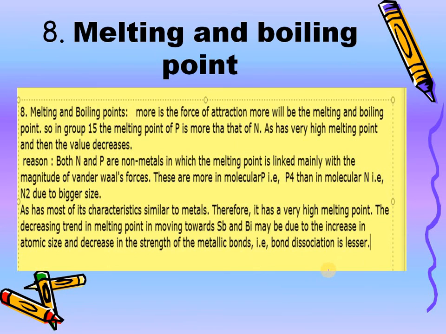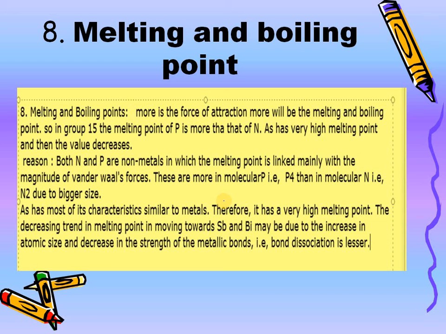Now the next is your melting and boiling point. As you know, melting point depends upon the force of attraction. The more the force of attraction, the higher the melting and boiling point. So in group number 15, the melting point of phosphorus is more than that of nitrogen. Arsenic has a very high melting point, then the value decreases, and after that the value decreases.